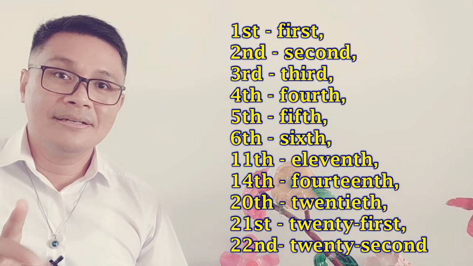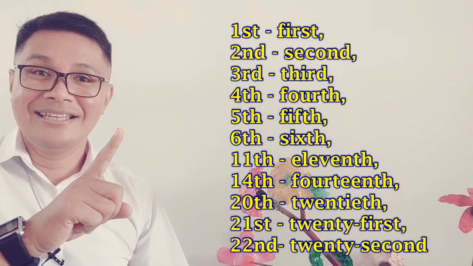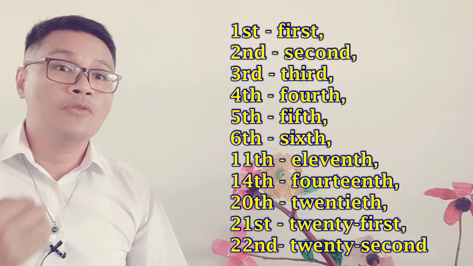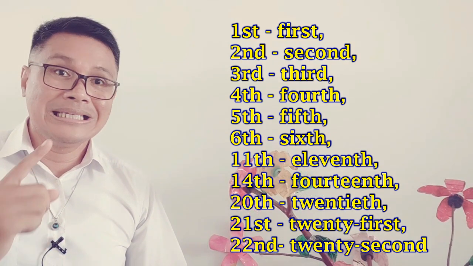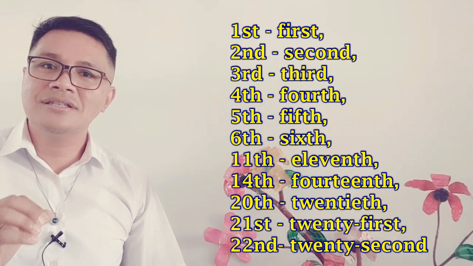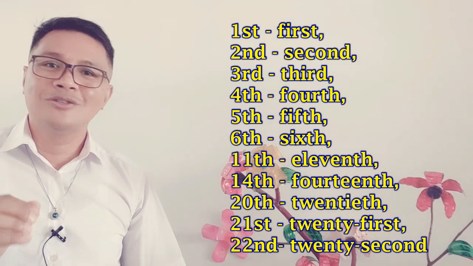First, we have the number 1 and ST. Second, third, fourth, fifth, sixth, 11th, 14th, 20th, 21st, 22nd, and so on. We use this format to write dates in full.